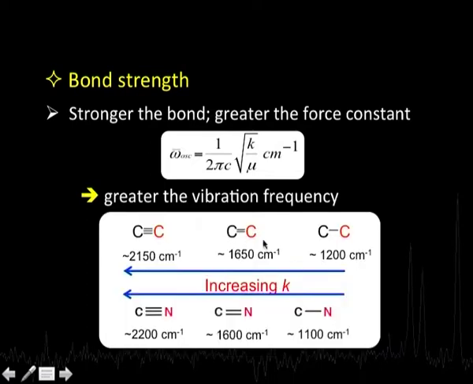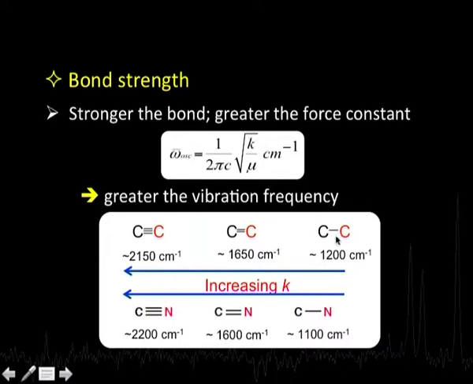Look at the following three systems here: C triple bond C, C double bond C, C single bond C. In all three cases, since the two atoms which are linked together happen to be identical, the reduced mass is the same in all three bonds. The only difference between the three is in terms of the force constant.